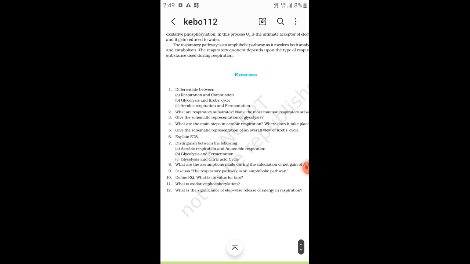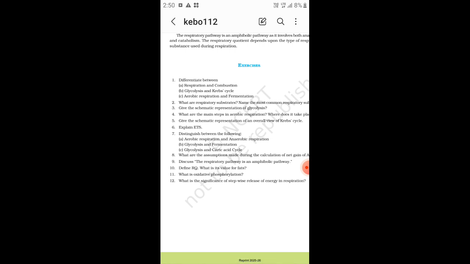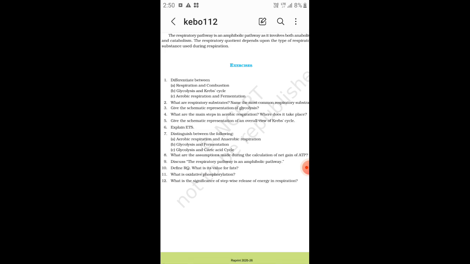Define RQ. It is the respiratory quotient, that is the CO2 evolved divided by the amount of oxygen consumed. What is its value for fats? For fats it is, I think, 0.7 or so, 0.9 for protein, 1 for carbohydrate, and for fats it is less than 1. And what is oxidative phosphorylation? In oxidative phosphorylation, oxidation and reduction take place to synthesize ATP.